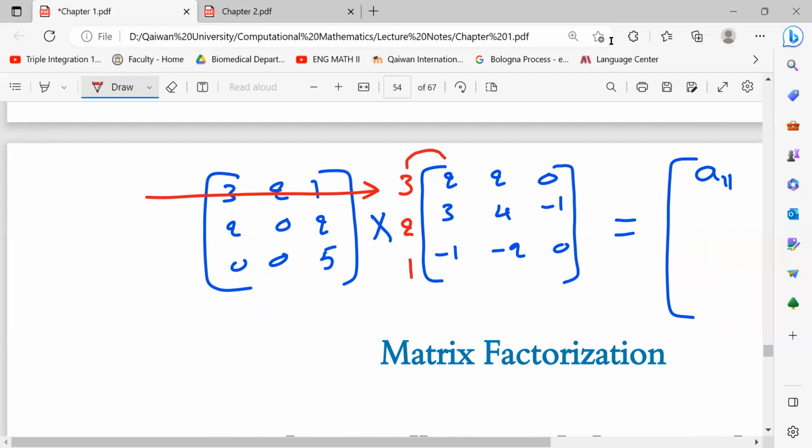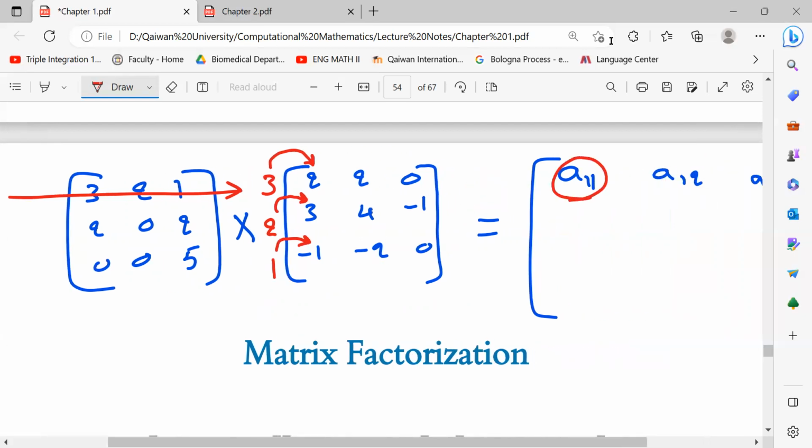How? 3 times 2 plus 2 times 3 plus 1 times negative 1. That's how to multiply. The sum of these three multiplications gives this element. Okay? What's the result? 3 times 2 is 6 plus 2 times 3 is 6 plus 1 times negative 1 is negative 1. And we get 11, is it? As 12 minus 1 is 11. So this element is 11.